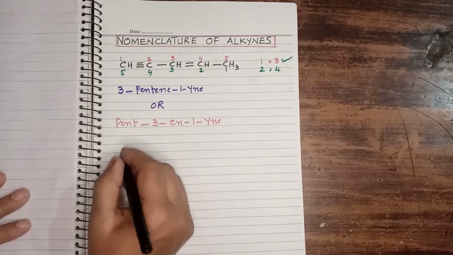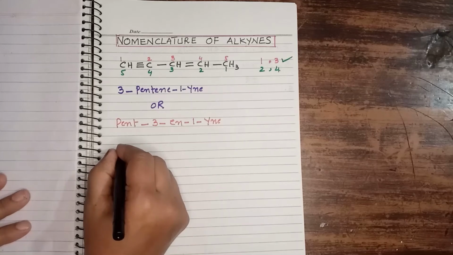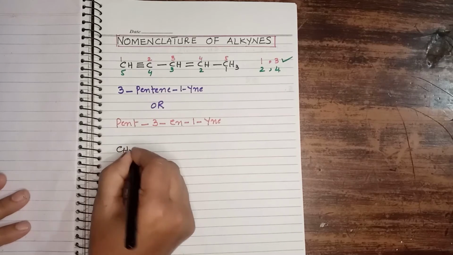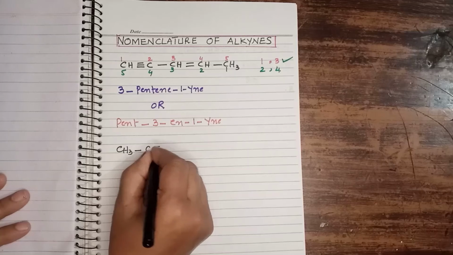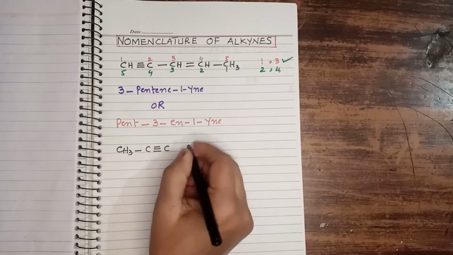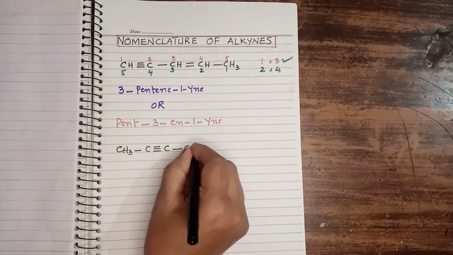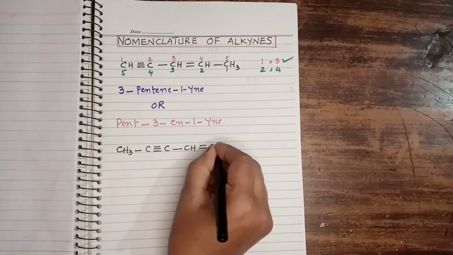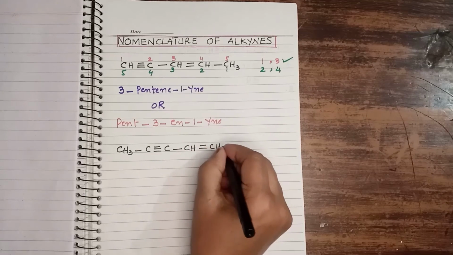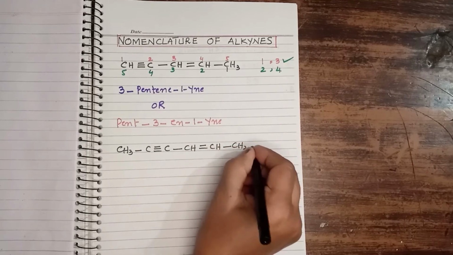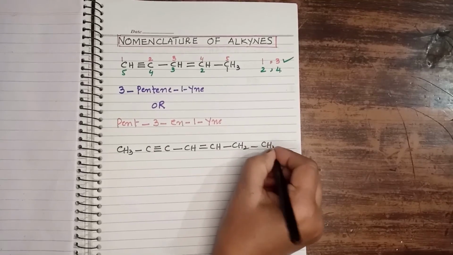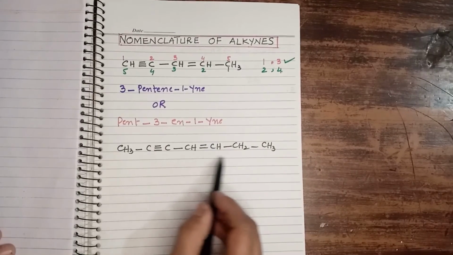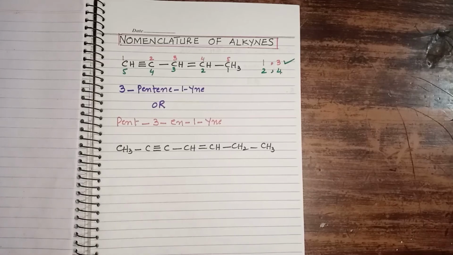Now let's see one more example to understand the concept more clearly. If we have this molecule like CH3, C triple bond C, CH double bond CH, CH2, CH3. Now assign the IUPAC name to this molecule.